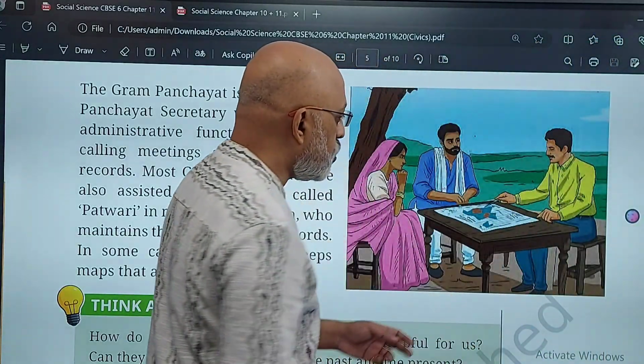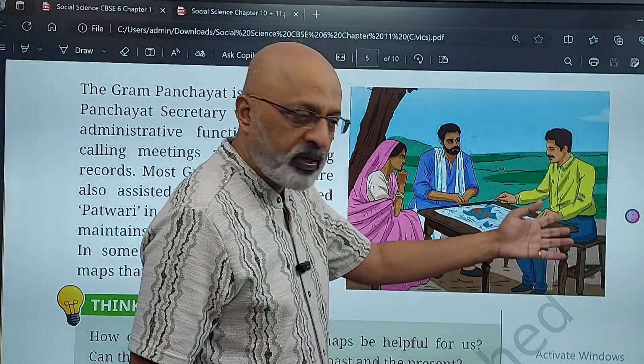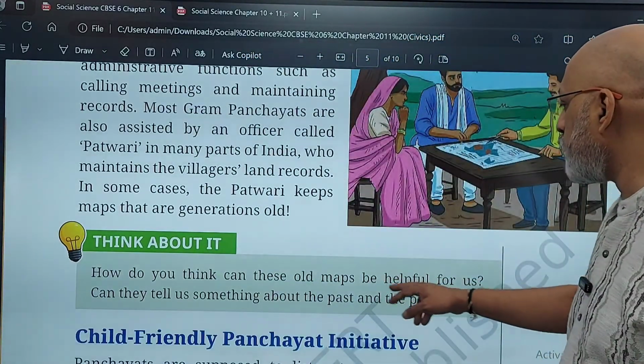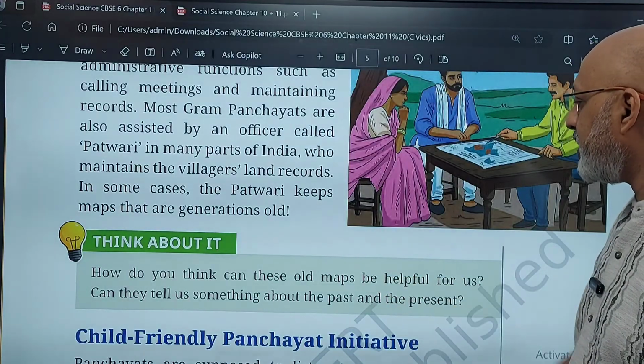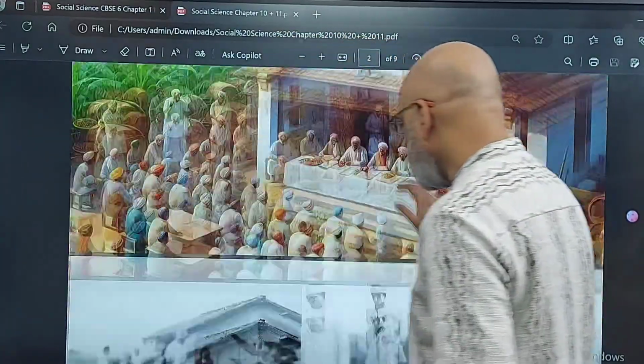Like for instance, in this drawing, you are seeing that map को देख रहे हैं. He is the panchayat secretary, and these are the other members of the panchayat. So how do you think these old maps can be helpful for us? Can they tell us something about the past and the present? तो इसके बारे में जरा देखते हैं.